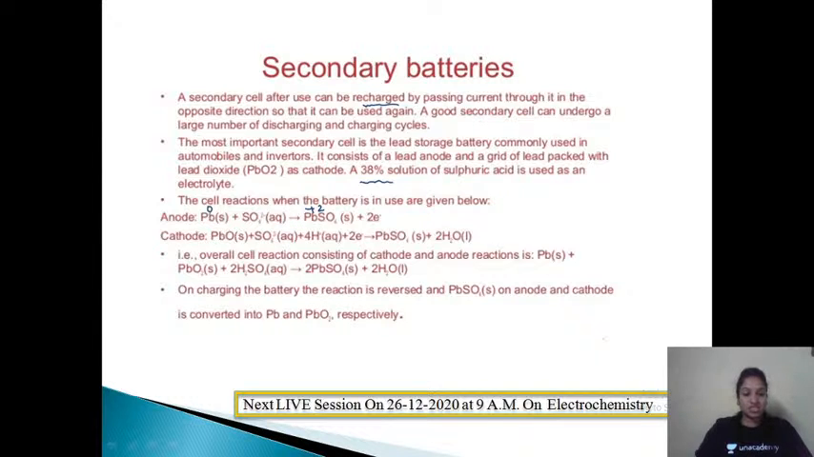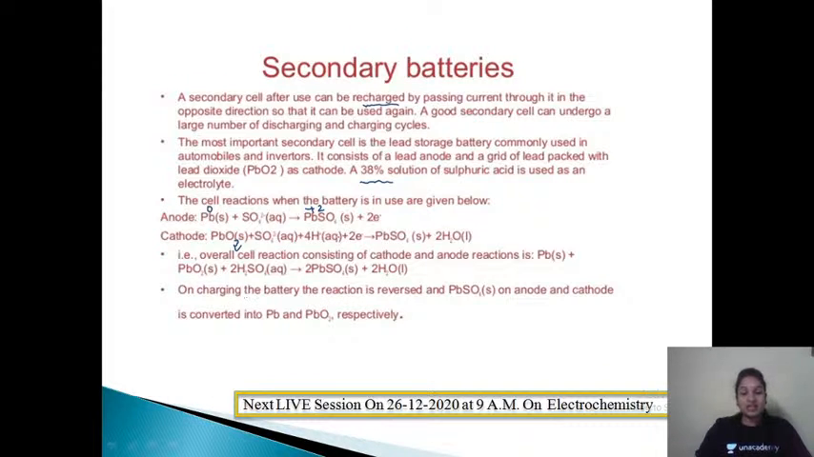Then at the cathode, as we mentioned, it is made up of lead oxide. This lead oxide will further react with the sulfate ion and the two electrons released from the anode, that is, from the lead to lead sulfate conversion. Let me confirm, here it should be lead dioxide, right? Yes: lead dioxide plus sulfate plus 4 moles of H plus, which is released from the sulfuric acid, and 2 electrons which are released from the anode. This reaction leads to the formation of lead sulfate and water. The overall reaction would be lead dioxide plus lead plus sulfuric acid gives 2 moles of lead sulfate and 2 moles of water.